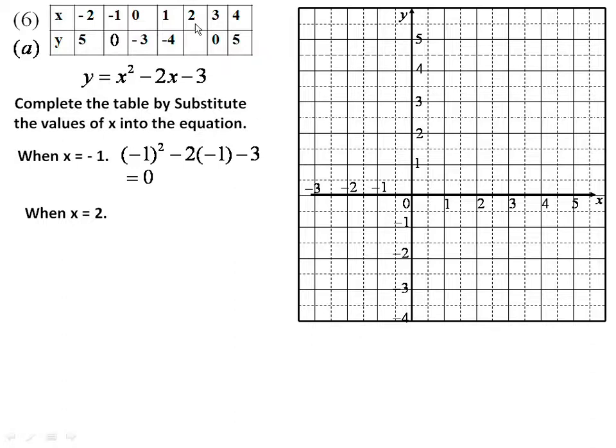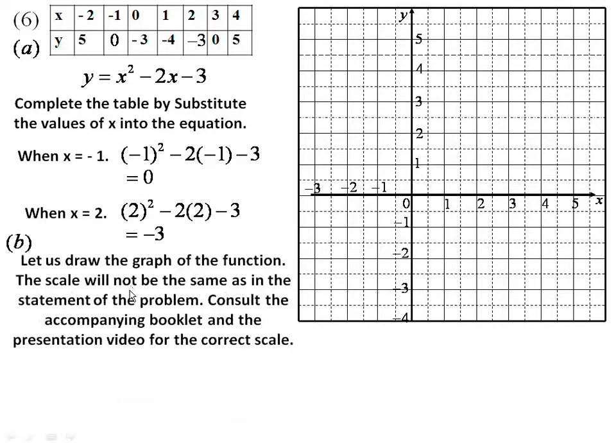So we put a 2 here into this equation. 2 squared minus 2 times 2 minus 3. So square 2, we get 4. Then we have a -4 here, so that's a 0, and then minus 3 is equal to -3. And of course we put the -3 right there, and the table is now complete.